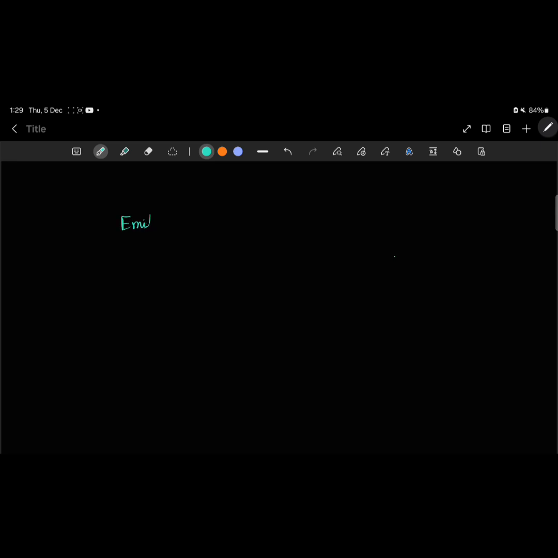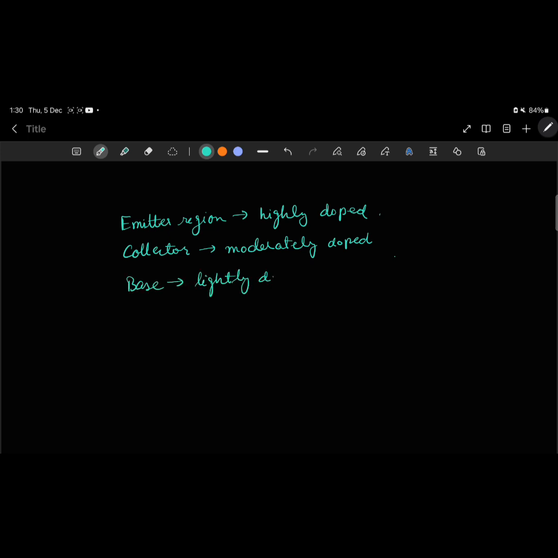The emitter region is highly doped. Its function is to supply electrons. The collector is moderately doped, and the base is lightly doped. In terms of width, the collector has the highest width, then comes the emitter, and the base is the narrowest one of them all.